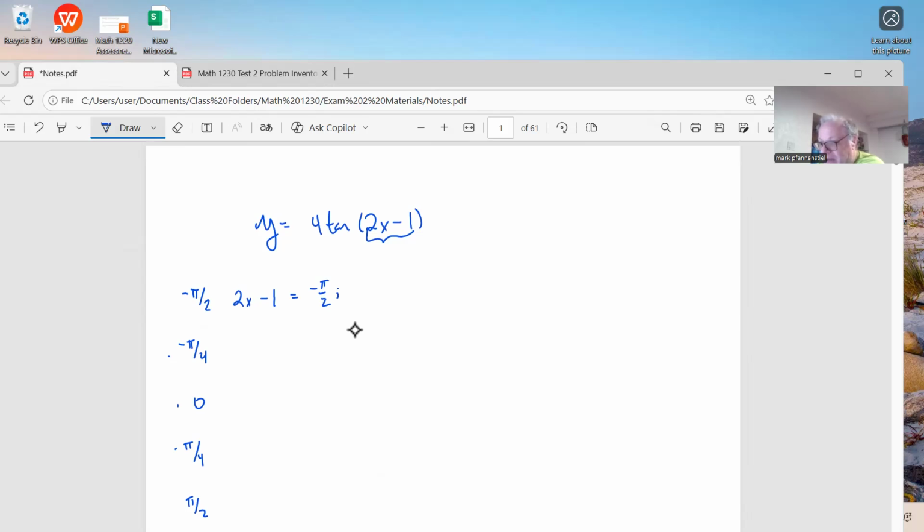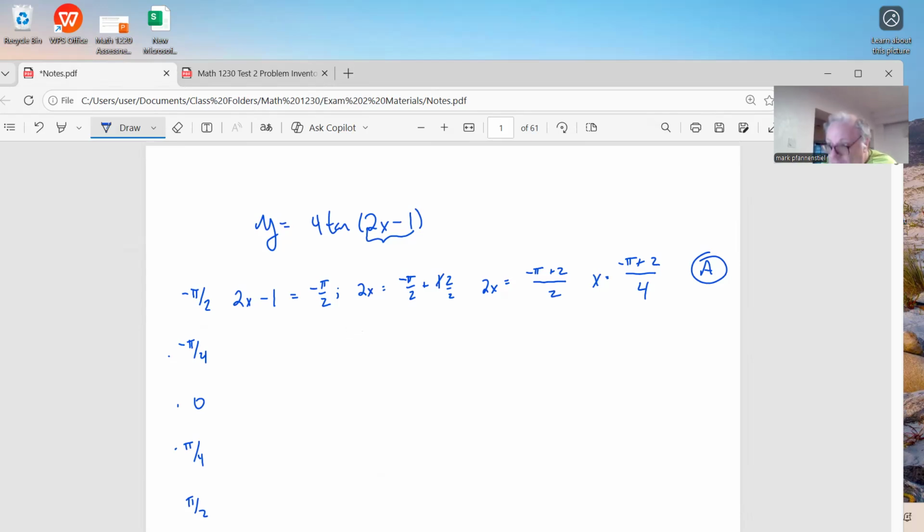I'm going to add 1 to both sides. We have 2x equals negative pi over 2 plus 1. I'm going to get a common denominator here, so instead of plus 1, I'm going to say this is actually 2 over 2. So we have 2x equals negative pi plus 2, all over 2. Then I'm going to get x by itself and divide by 2. So x equals negative pi plus 2, all over 4. I'm going to label that point A and put this off to the side. You'll see why in a moment.